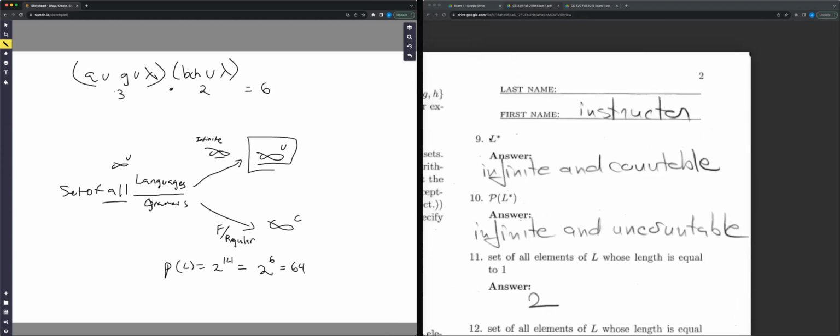This is L star. We see a star, so we know it's infinite and uncountable. This says power set of L star. Well, the power set of anything infinite is uncountable.